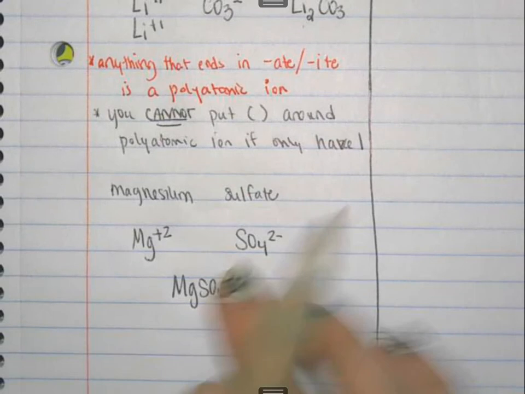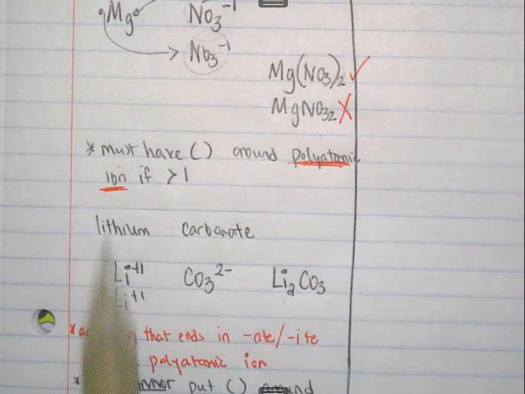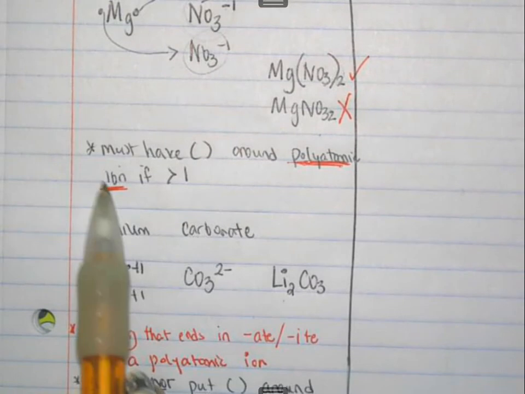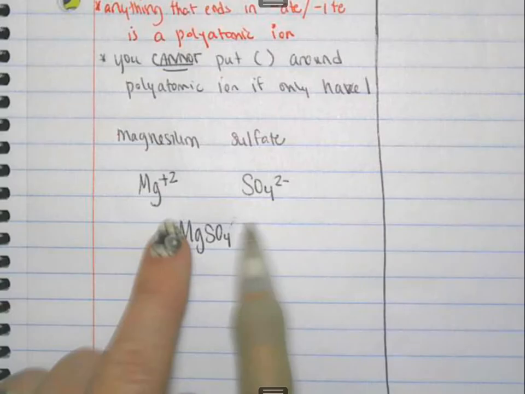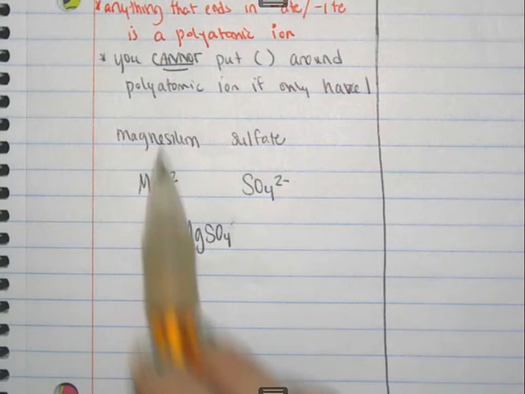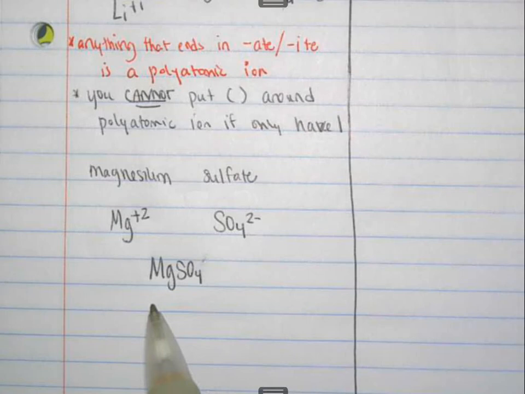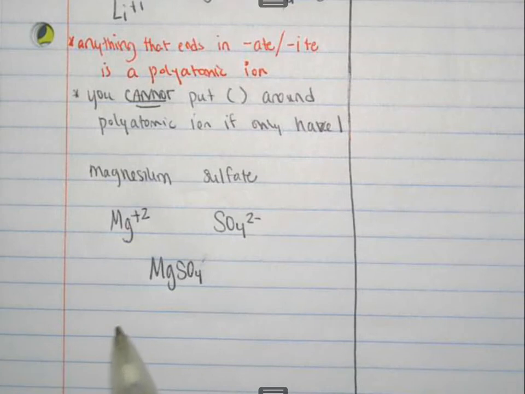Hey, do I put parentheses around the SO4? Because we had written a little note to ourselves up here about I must have parentheses around polyatomic ion if there's more than one. So why no parentheses right there? Because there's only one. And I told you, you cannot do it. We put it right here. You cannot put parentheses around polyatomic ion if only have one. It is not optional. I don't make up the rules, guys. I'm just teaching the conventions to you.